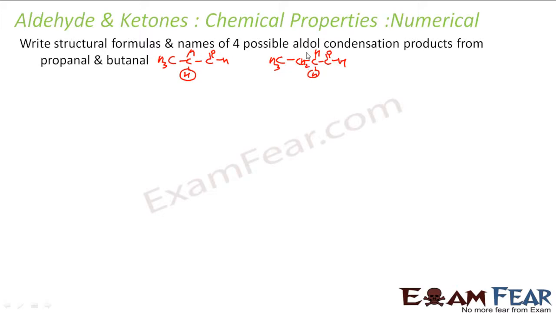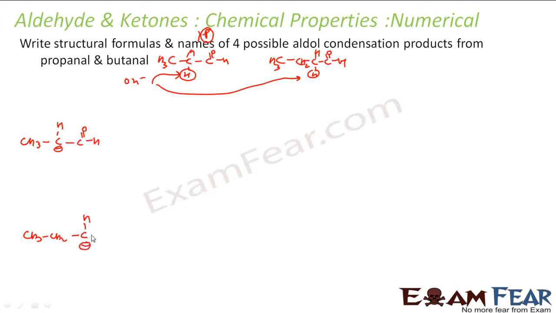Since both of these are alpha hydrogen, we will get 4 products. So let's see the reaction mechanism. First case, let's assume that the nucleophile attacks this propanal. If the OH minus attacks this and takes out this hydrogen, what you get is CH3, C minus, COH with H. And the next scenario is the base attacks this hydrogen. So what you get here is CH3, CH2, CH minus, COH. Correct? 2 scenarios.